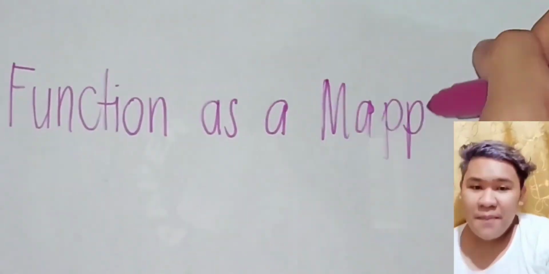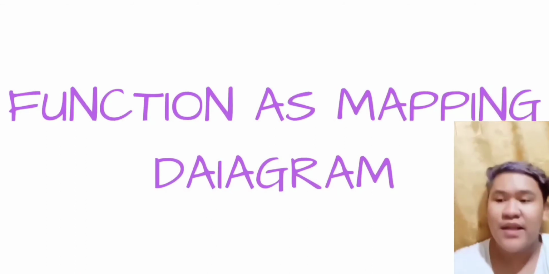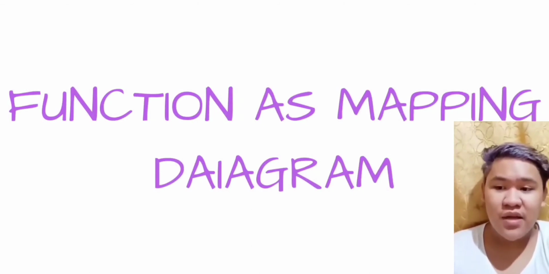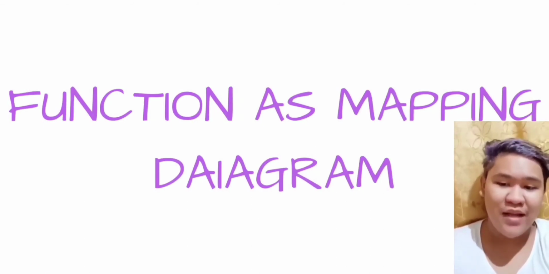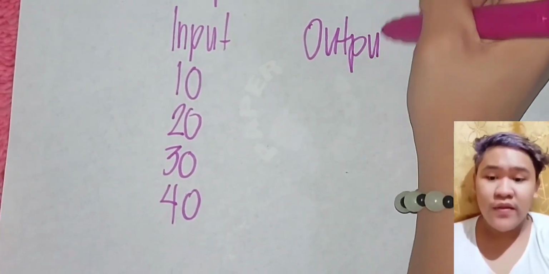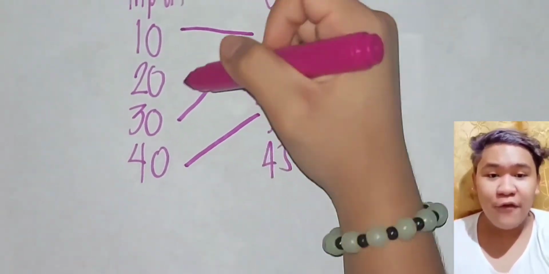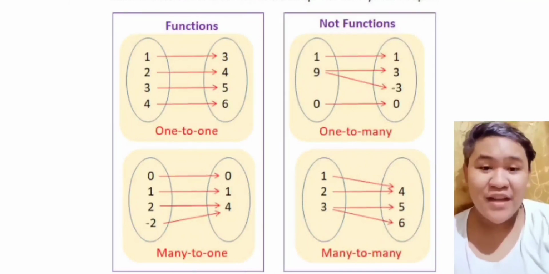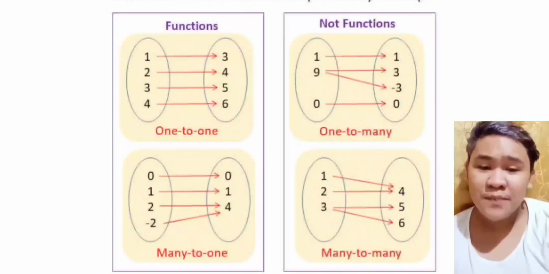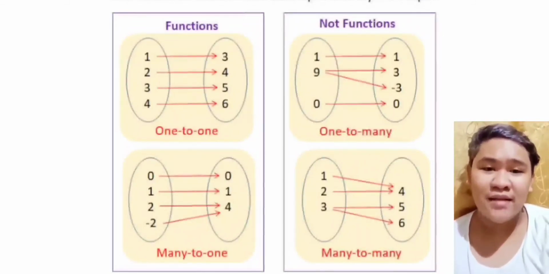A mapping diagram consists of two parallel columns. The first column represents the domain of the function f, and the other column its range. It is used to represent the relation between any two elements. For example, input 10, 20, 30, and 40. Output 15, 25, 35, and 45. How can we say if it is a function or not? If it is a function, an input must be connected by only one line to the output, and that we can say it is a function.